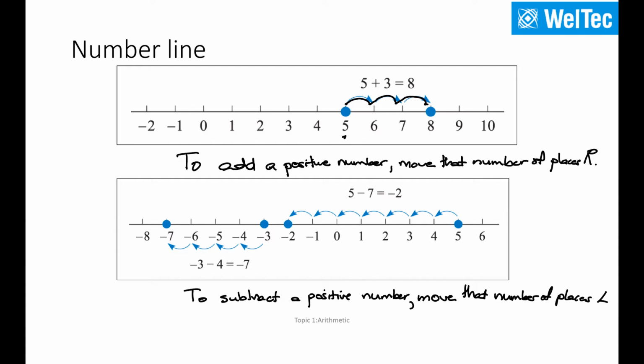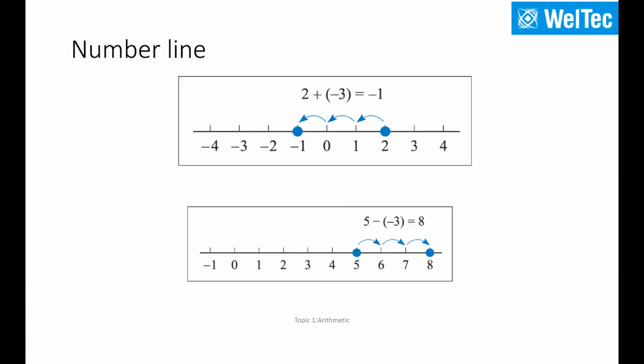So if we're going to say 5 minus 7, we're going to start at 5, then go 1, 2, 3, 4, 5, 6, 7, and we're going to end up at -2. Similarly, if we're going to do -3 minus 4, we would start at -3, 1, 2, 3, 4, and we'd end at -7. Then things can get a bit messy.